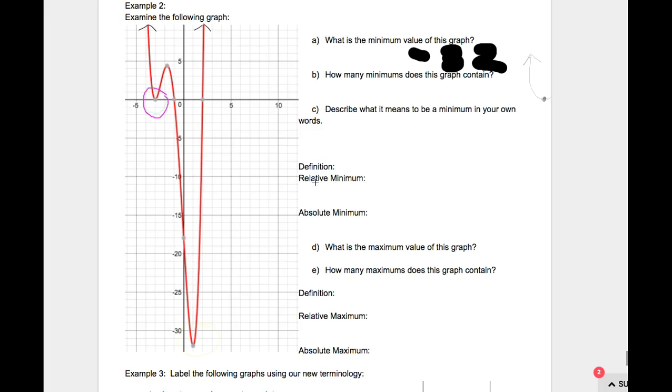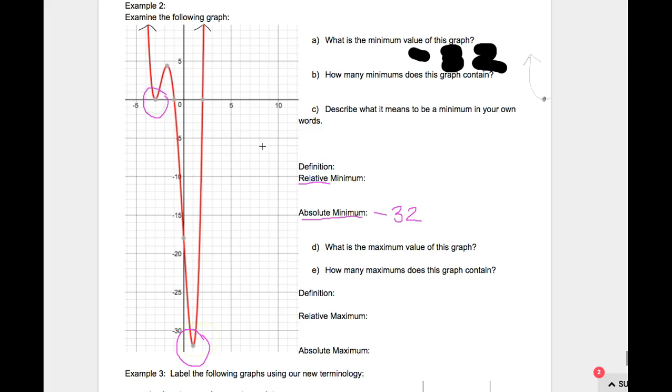So the name we call this is a relative minimum. Whereas this minimum is literally the lowest point this graph will ever reach. So we would call that an absolute minimum. So my absolute minimum here, if I wanted to know how low does my graph go, I would say the absolute minimum value it reaches would be like negative 32. Whereas here, a place where I'm reaching a minimum would be 0.